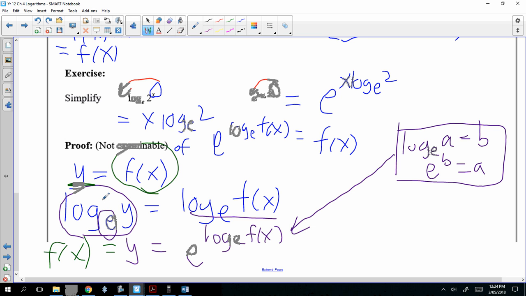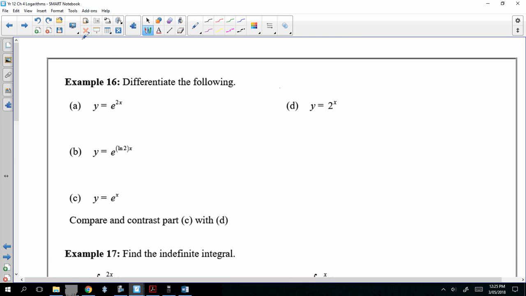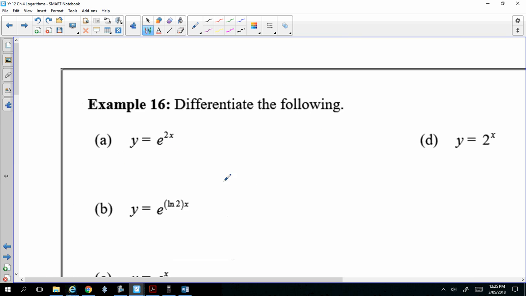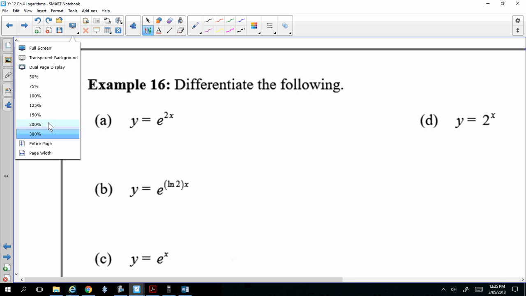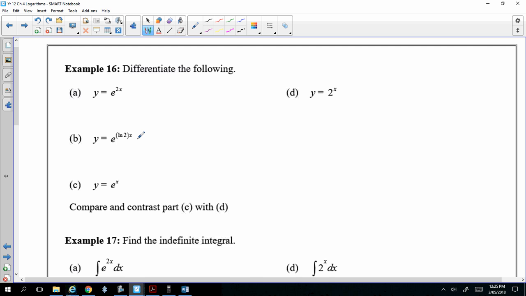Now we're going to differentiate. To help us do that, let's review how to differentiate the first one: e to the power 2x. What's the rule? You differentiate 2x, you get 2, right? Do you remember? You differentiate the power times by itself. Good.